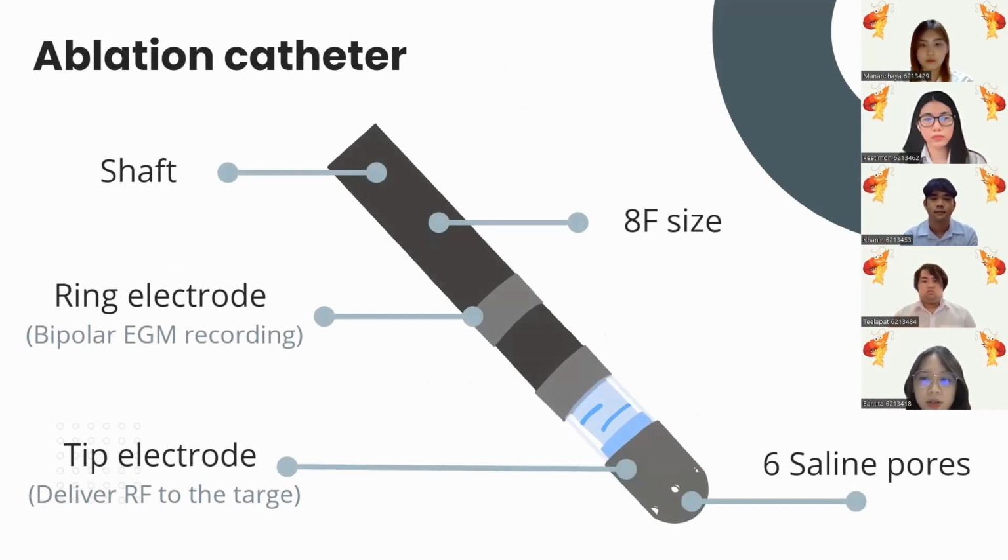This picture demonstrates our ablation catheter design. For the external appearance, this catheter consists of a pair of ring electrodes and 1 ablation electrode at the tip. Also, there are 6 satellite ports since it is an irrigated ablation catheter. The size is designed to be about 8 French. Lastly, the catheter shaft is made from woven Dacron with a usable length of 150 centimeters.